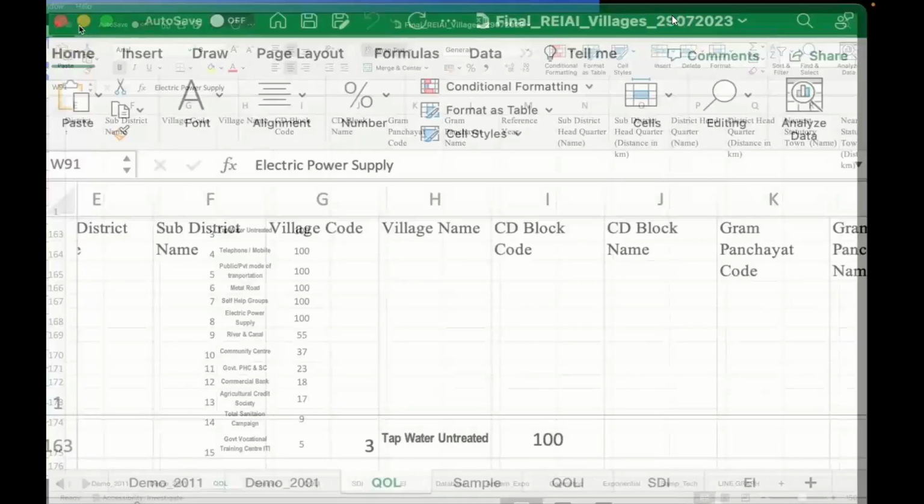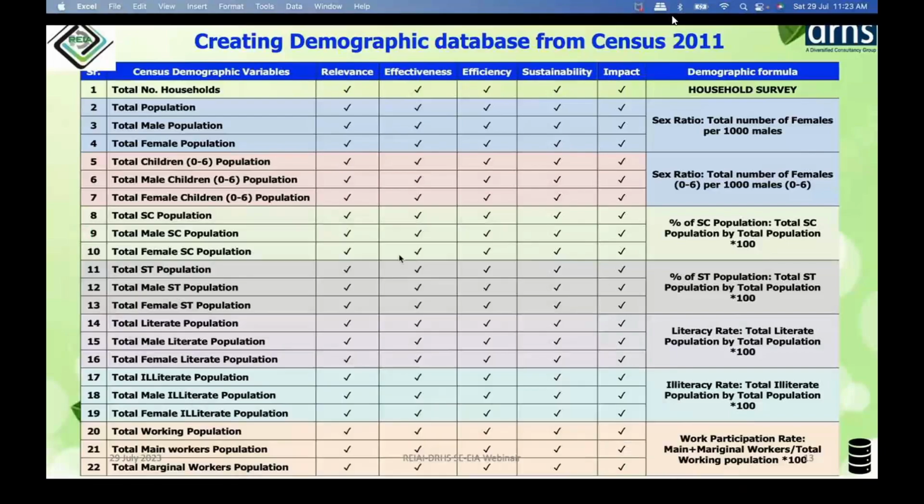So here I am now closing this and coming back to my presentation. Now it is clear why we want to convert the numbers into rates and how it will be helpful. This gives some significance, no?